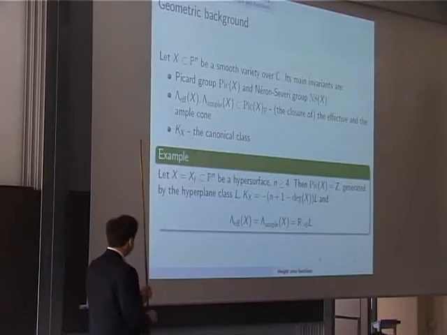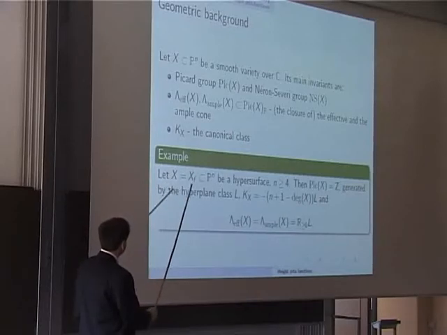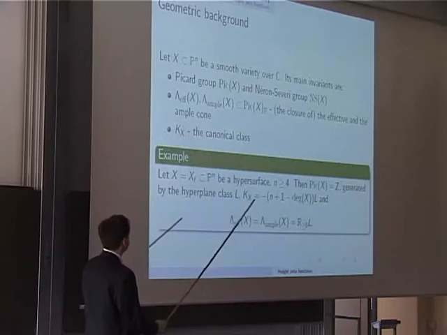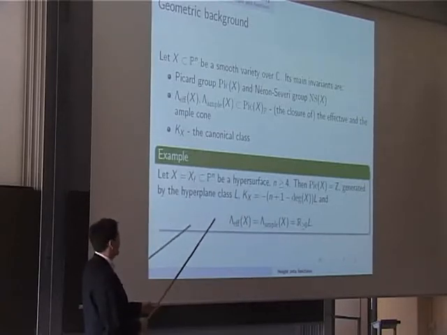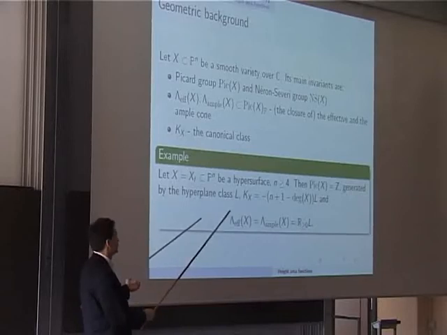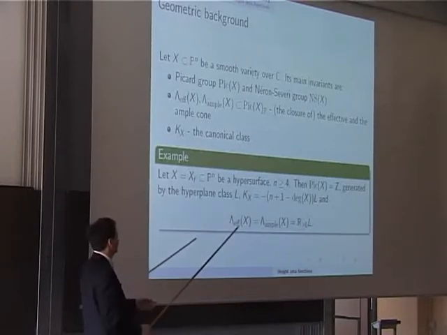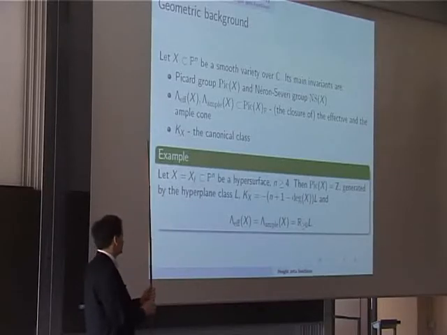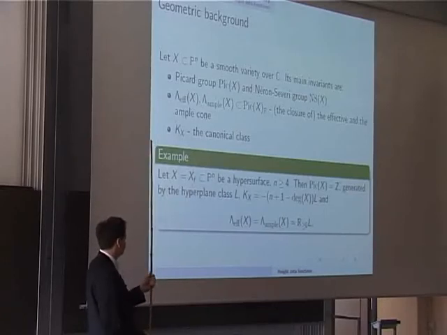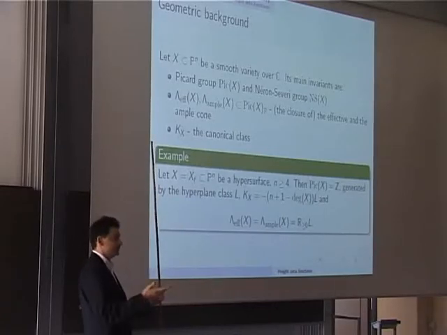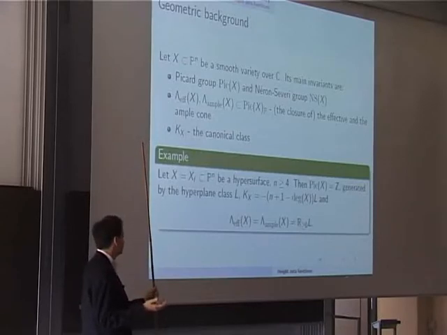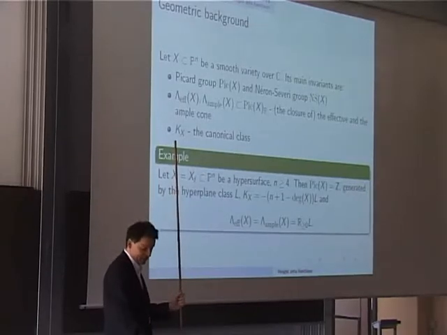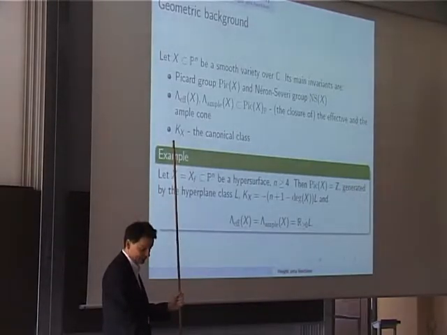The standard example is a hypersurface of dimension bigger or equal than 3. The Picard group of X is Z. It's generated by the hyperplane class, and there is a computation of the canonical class. It's a multiple of the generator, and it's this particular multiple: number of variables minus the degree, with a minus sign. And in dimension 1, if you have a cone, not many choices. The effective and the ample cone are the same, and they're spanned by the hyperplane class.